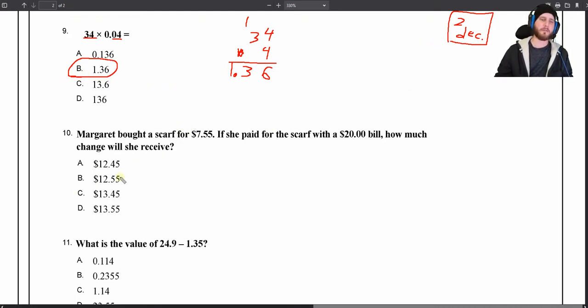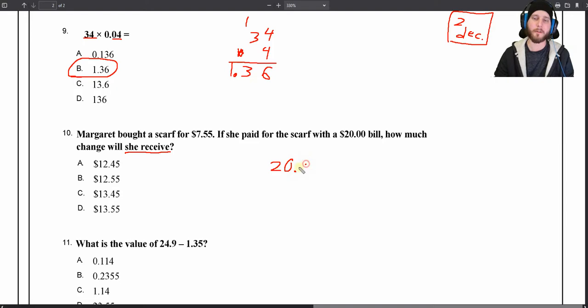I'm not even going to scroll down for number 10 because it's saying right here. Margaret bought a scarf for $7.55. That's not a bad deal, especially if it's a nice wool one. If she paid for the scarf with a $20 bill, how much change will she receive? Should be how much change should she receive. That's a tongue twister. Say she received like 5 times really fast. It's kind of hard. Anyways, we've got $20 minus $7.55.